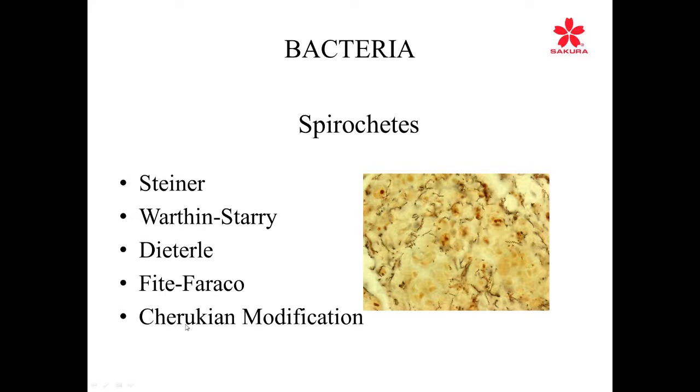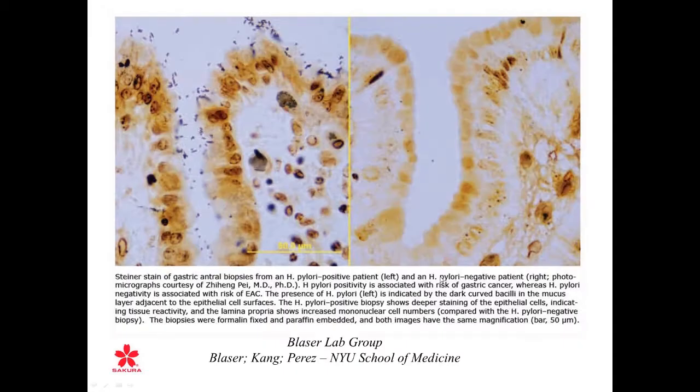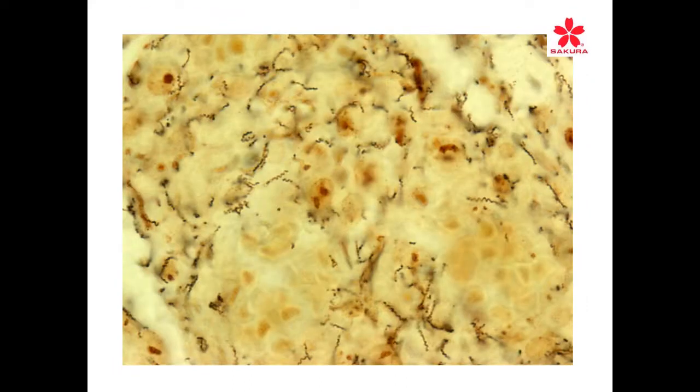So the next method that we talked about before are the spirochetes, and these are some of the five methods that are used: Steiner, Warthin-Starry, Dieterle, Faraco, and the Cherukian modification of the Steiner technique. And so we see this in much thinner organisms, such as the spirochetes that are seen here. I'll show you the slide here.